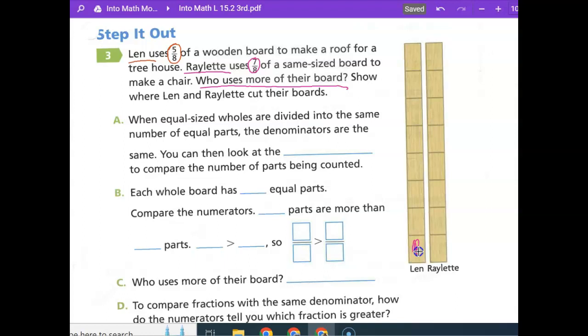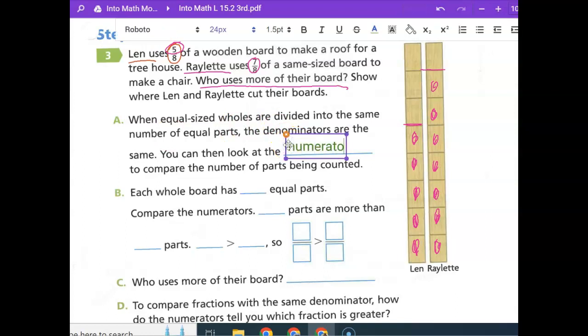So Lynn has 5/8, so we're going to go 1, 2, 3, 4, 5. So he's going to cut their board there. And Raylette is 1, 2, 3, 4, 5, 6, 7. When equal size wholes are divided into the same number of equal parts, the denominators are the same. You can then look at the what? What is the top number in the fraction? You can then look at the numerators to compare the number of parts being counted.